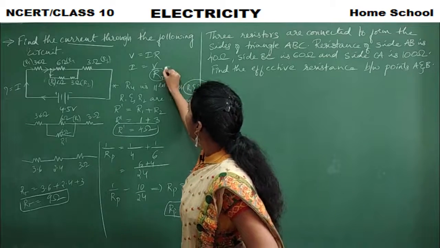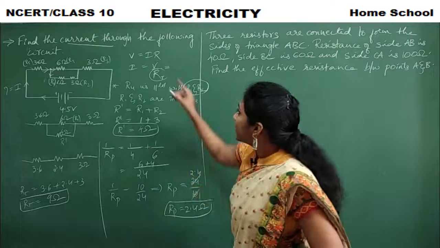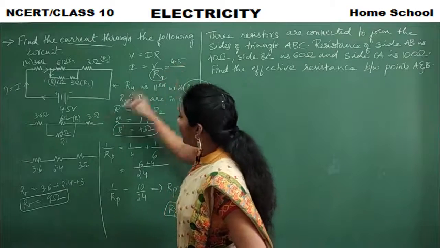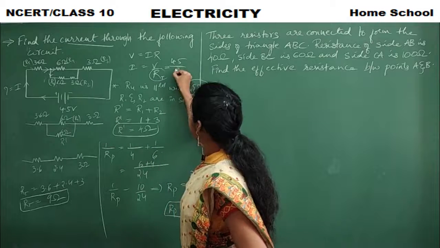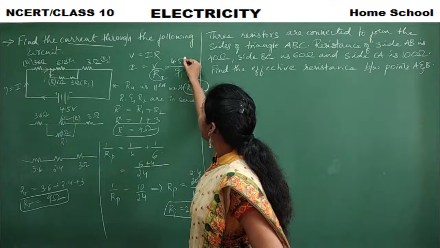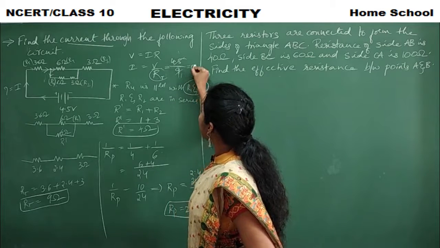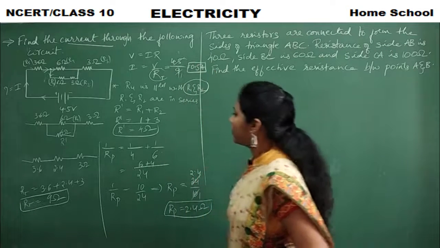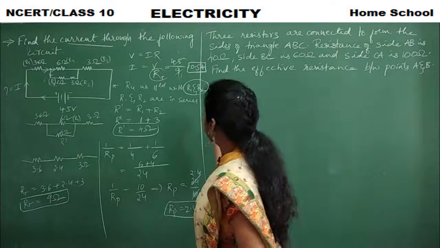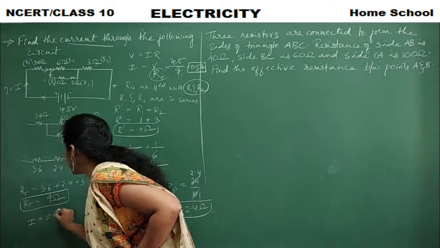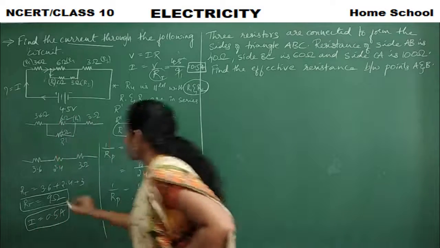I have less space here, so let us do it. Voltage is how much? 4.5. And what is our total resistance? 9. So 9 ones are 9, right? 9 fives are 0.5 amperes. This is your answer. So what is your I? I is equal to 0.5 amperes.